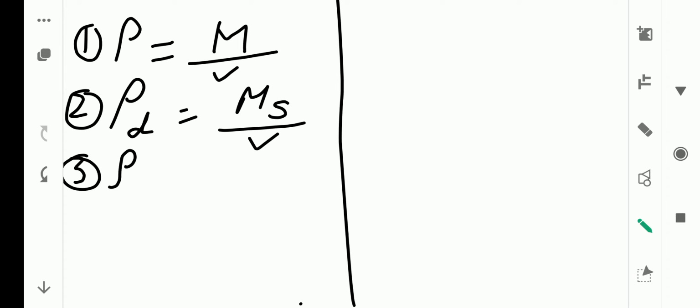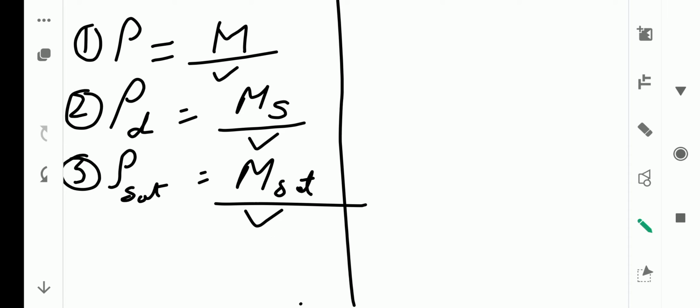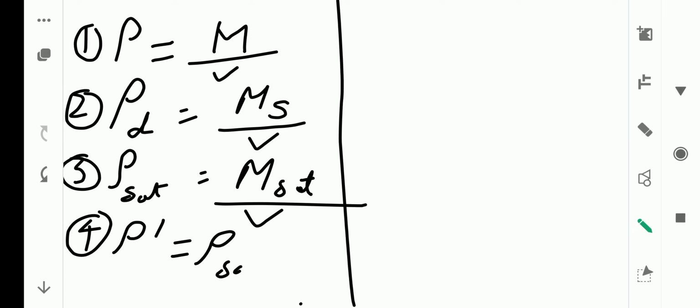Then next is saturated density, right? That is saturated, so the mass of the saturated soil divided by total volume. And then fourth, what we have seen, submerged mass density, that is equal to saturated minus density of water, right? And we have also seen mass density of solids, right?